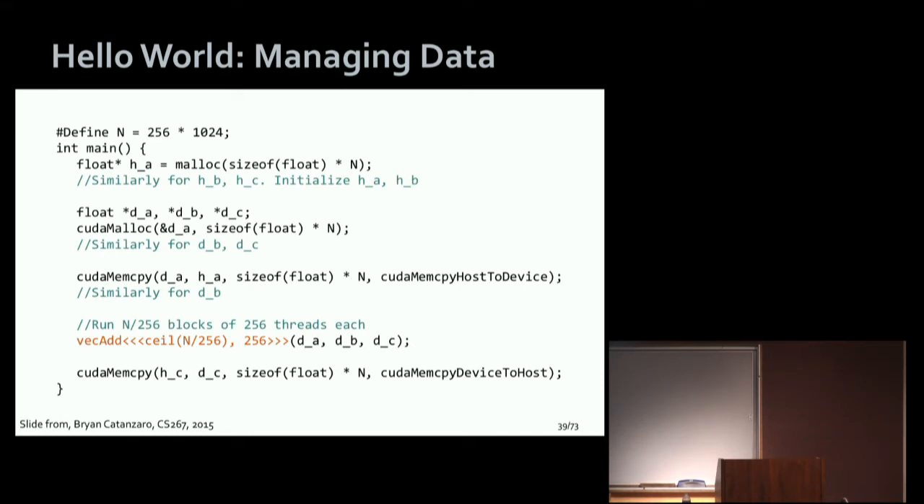To allocate the device array, I have to call a function called CUDA-malloc. Very simple. It's exactly like malloc. And I give it the pointer address, and I give it how much memory I want to allocate. Size of float times n.